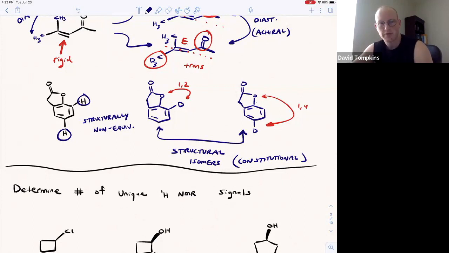So use those types of topicity to understand the number of unique protons in a molecule and to be able to predict the relative chemical shifts of protons based on their proximity to pi bonds and electronegative groups.